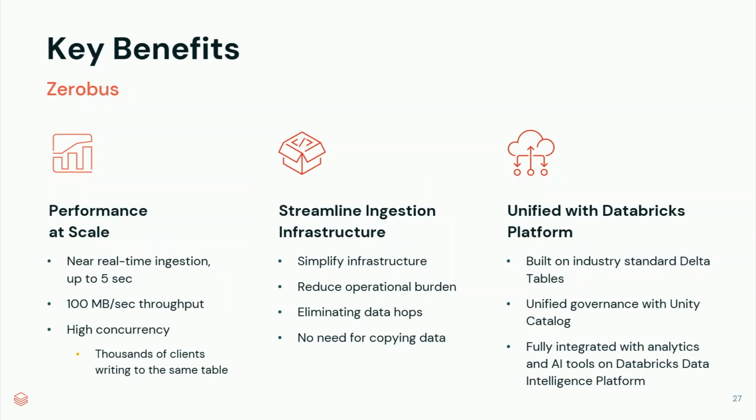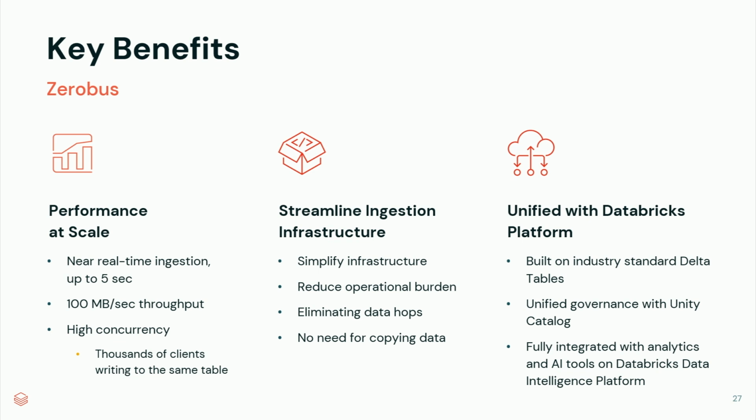So just some overall key benefits and some stats here. Today, Zero Bus, our direct write API that we're offering, does not do real time, but we offer 5-second latency to get that data in. In terms of throughput, for every connection, we offer roughly about 100 megabytes a second of throughput. But we can support thousands of connections, all writing to the same table simultaneously.